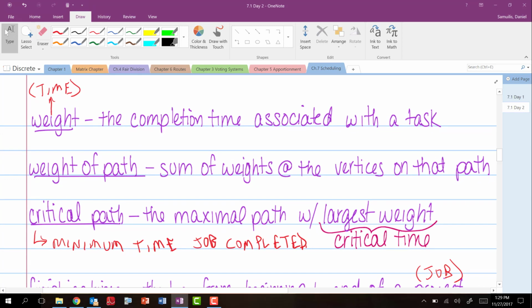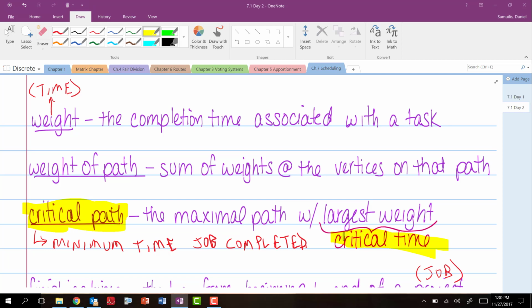Now here's the big word, many words of the day: maximal path, of course. Critical path, which creates what's called a critical time. The critical path is the maximal path with the largest weight on it. Wait, Mr. S, we want to finish something in the shortest amount of time. Well, I'll tell you what that means when we actually have some context to this.